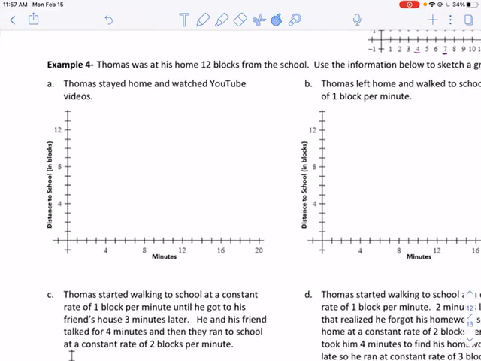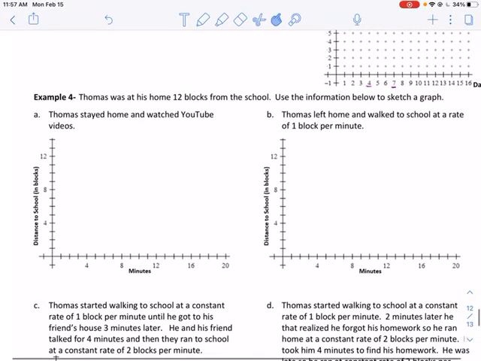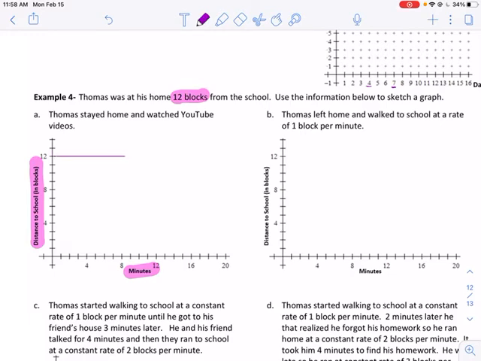So I'm going to do A with you, because now we're talking about Thomas and how far away he is from school. So our x-axis has minutes and our y-axis has distance to school in blocks. And Thomas lives 12 blocks from the school. So in the first scenario, Thomas stayed home and watched YouTube videos. So he's 12 blocks from the school, and he stayed 12 blocks from the school. He stayed home, so no change means a flat line. I don't know how I got my app to make that line so pretty, but it is beautiful.